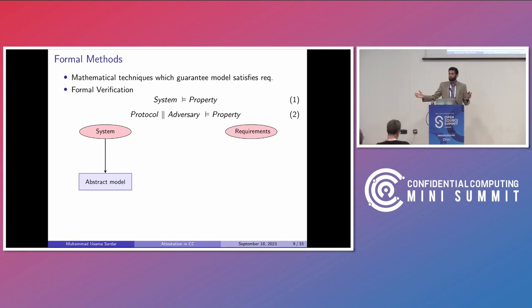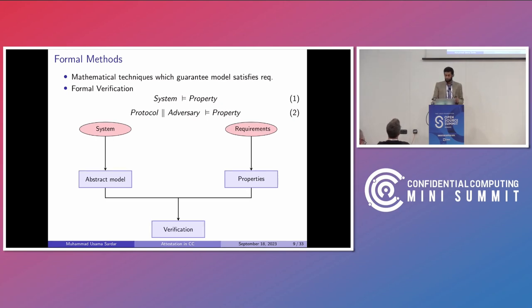On the other hand, we have these requirements, and we want to ensure that the requirements can be formalized as a property in the formal language of the tool that we are using. The question of verification is then: does this abstract model satisfy the properties in the formal language that we have written down in mathematics? The answer would be either that the model satisfies these properties, or otherwise not, and then we get a counterexample, the trace that led to the violation of that property. It's really important for understanding what went wrong and how we can fix this protocol to be safe, actually secure.